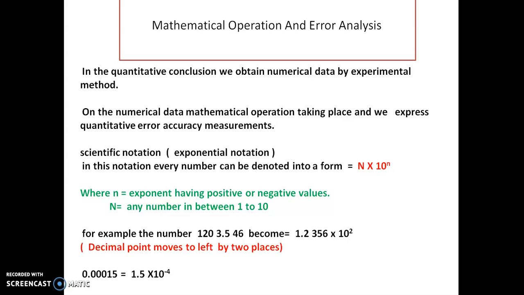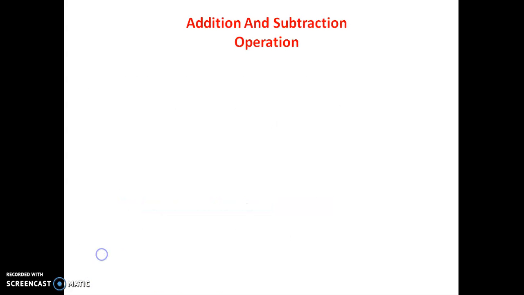Here, 0.00015 is equal to 1.5 times 10 raised to minus 4. Why do we take 10 raised to minus 4? Because the decimal point moved to the right by 4 places.